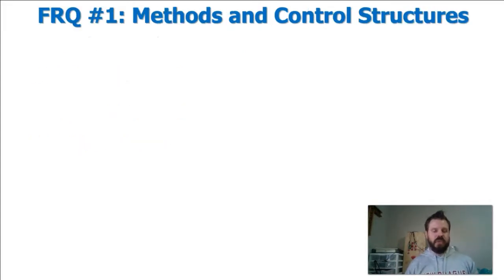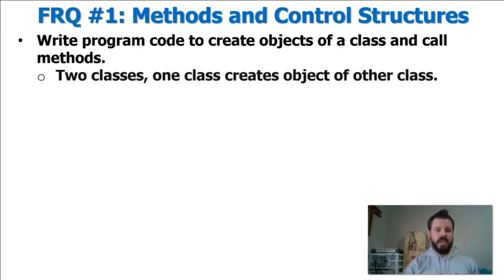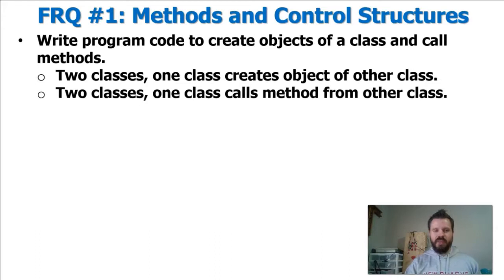The first question we gave you was a methods and control structures question. What does that mean? What does that deal with? Well, there's 2 bullets to it in the course description. Write program code to create objects of a class and call methods. That's the methods part of it. So basically what could happen is we only had 1 class in this example, but a lot of times there's 2 different classes. One class creates objects from the other class. And then more often than not with the 2 classes, one class calls methods from the other class.